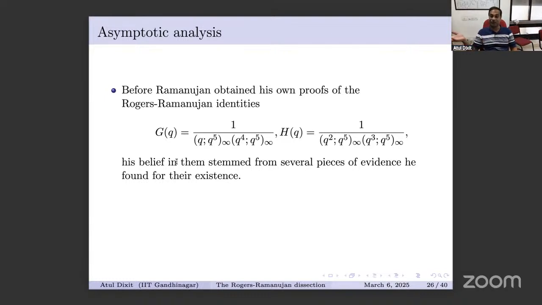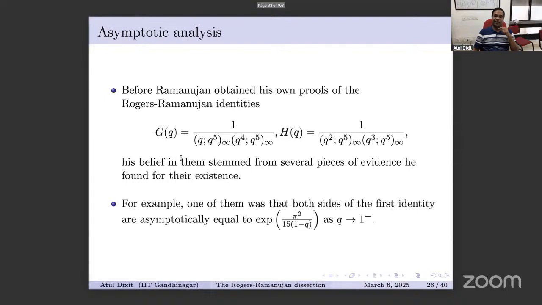Rogers found another proof of these identities, and Hardy arranged for their proofs to be published as back-to-back papers in the Proceedings of the London Mathematical Society, as we all know. But before going to England, Ramanujan did discover these identities, although empirically. So how did he discover them? One of the pieces of evidence is that he showed that both the left-hand side as well as the right-hand side are asymptotically equal to exp(π²/(15(1−q))), as q tends to 1 from below.